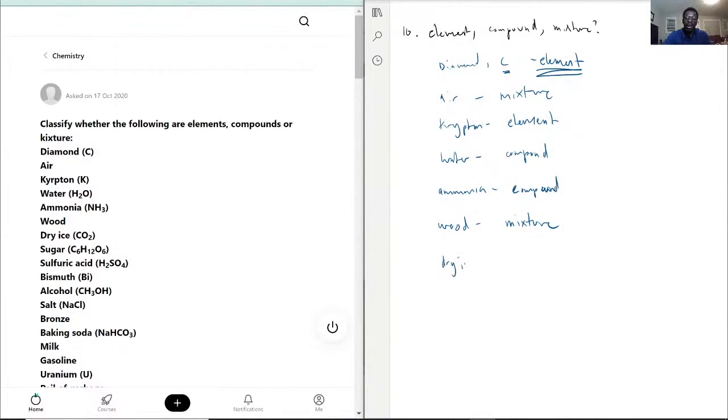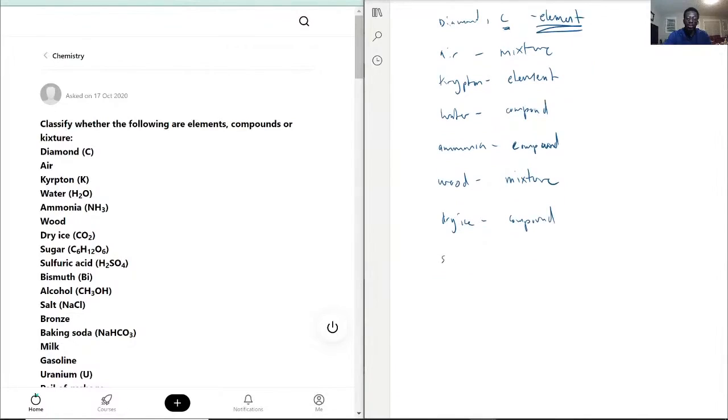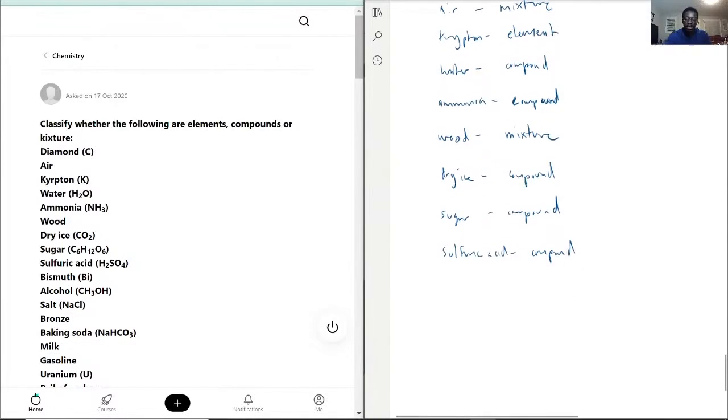Dry ice. Okay, this one's a compound because of its formula. Okay, it's just there. Sugar is a compound. Same reason. Sulfuric acid, also a compound. Okay, and bismuth is just, you can actually find it on a periodic table. It's just an element.